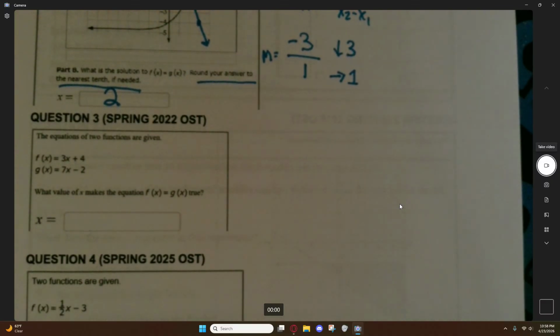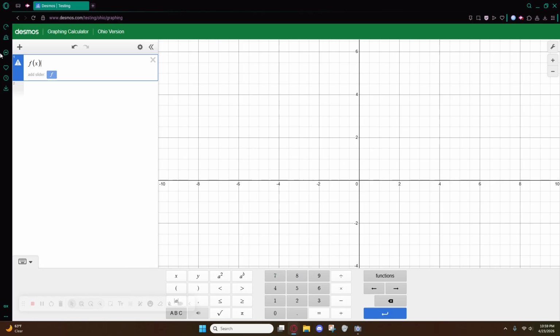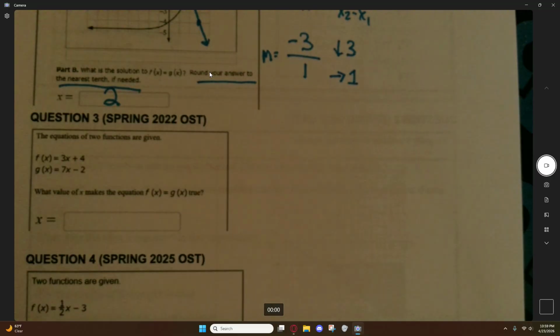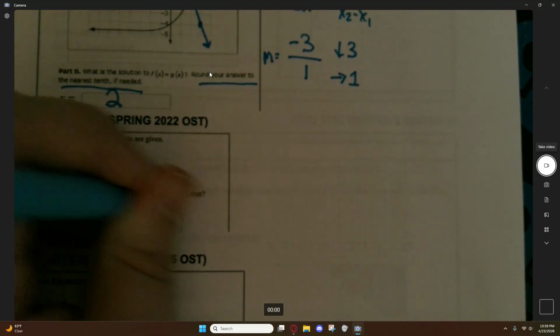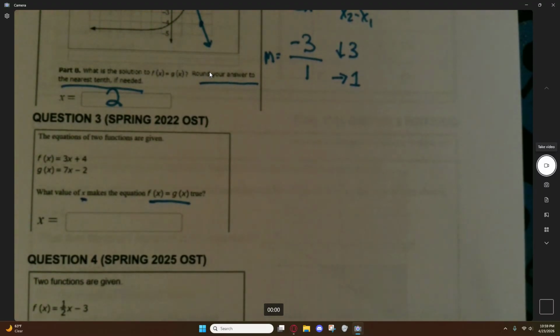Question 3. The equations of two functions are given. F of x equals 3x plus 4, g of x equals 7x minus 2. What value of x makes this true? Do you know what all this is asking? Let me tell you exactly what this question is.